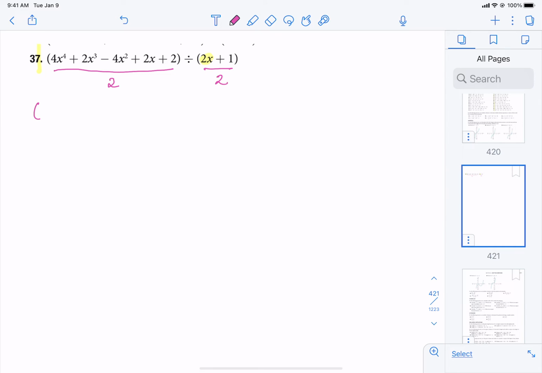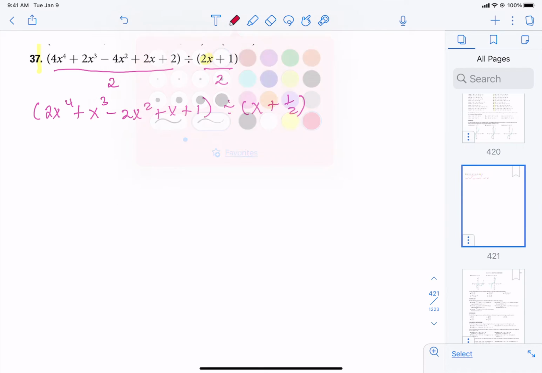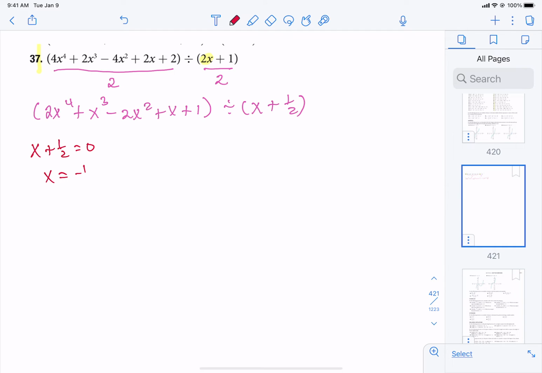So technically, we're going to do synthetic division on 2x to the 4th plus x cubed minus 2x squared plus x plus 1 divided by x plus a half. That's the synthetic division we're going to do, because the synthetic division box will only work if we do that. Now, you're going to take your x plus 1/2, set it equal to 0 like normal, solve for x. That's what's going to go in our corner.